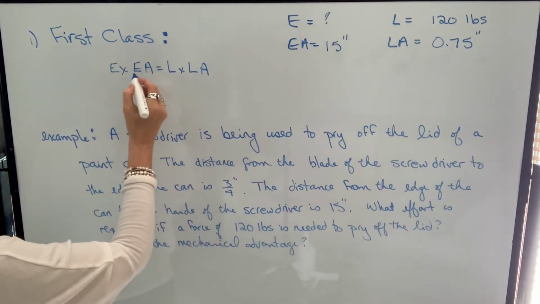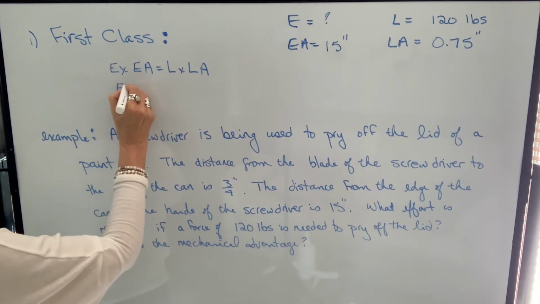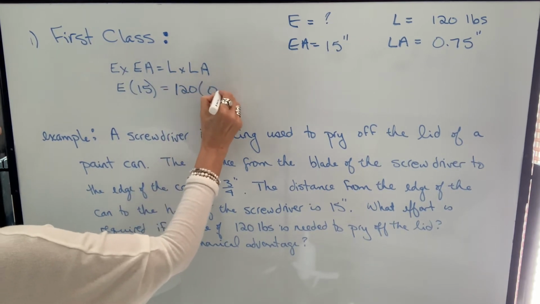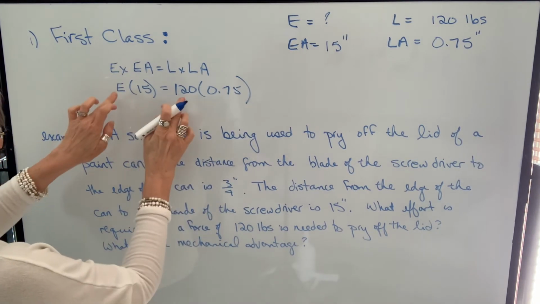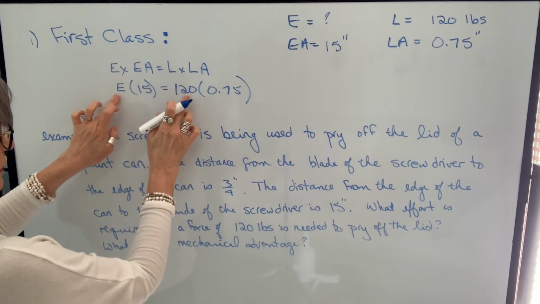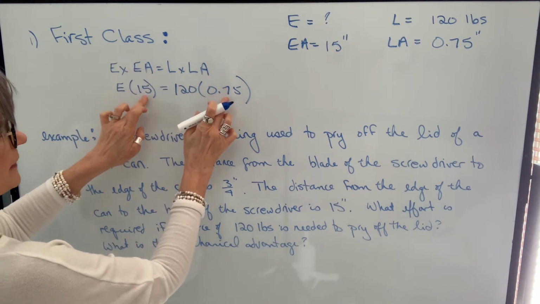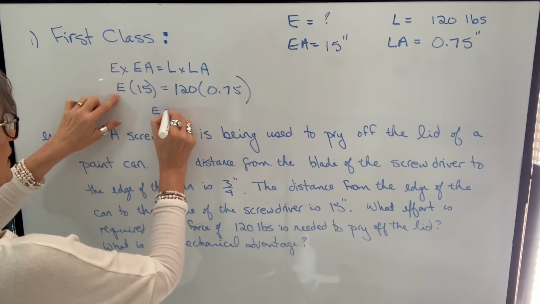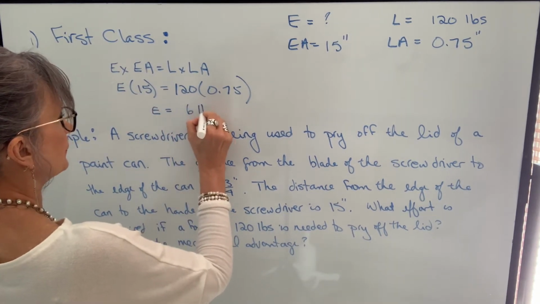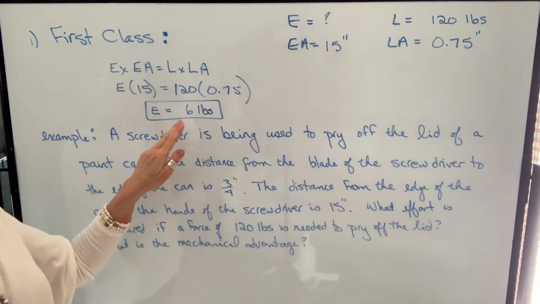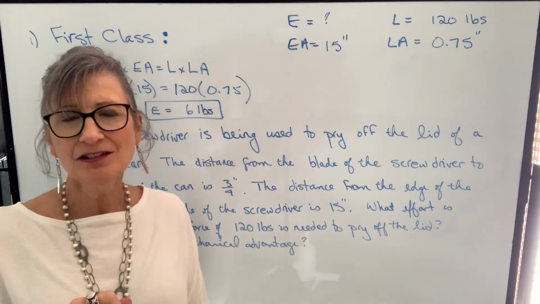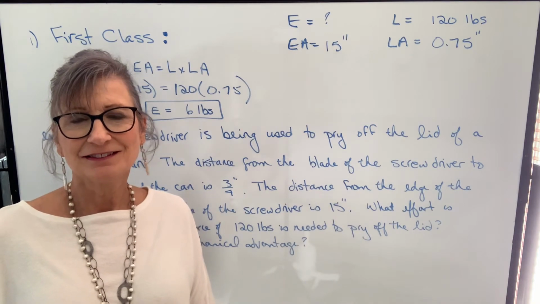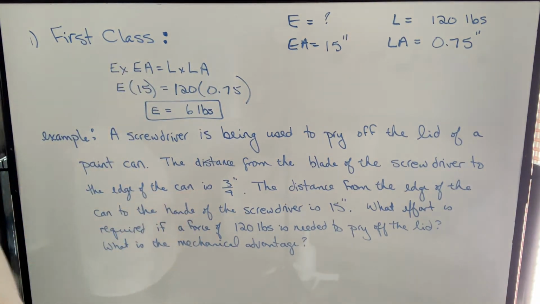I can plug these values into my formula. So effort, which I don't know, times my effort arm of 15 will equal load, which is 120 pounds, times load arm of 0.75 inches. So the effort and the load will both be in the same unit of pounds. These distances have to be in the same unit, in this case, inches. We can multiply 120 times 0.75 and then divide by 15 to get E by itself, and we get 6 pounds. So we only need an effort of 6 pounds at the handle to create 120 pounds of force on the paint can lid. The second question says, what is the mechanical advantage?